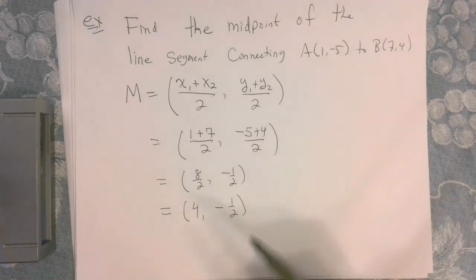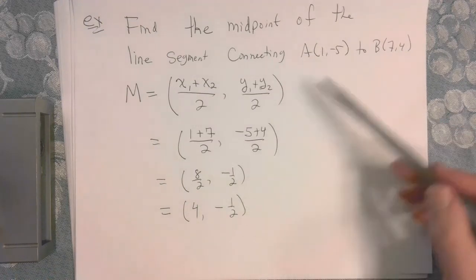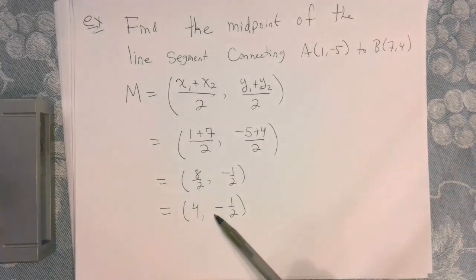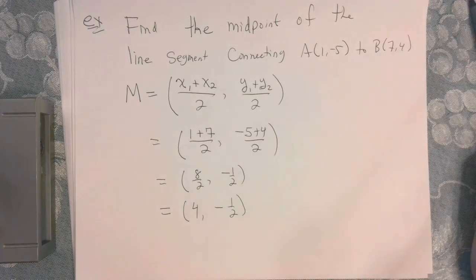And you should think to yourself, how could I check this to be certain? We can compute some distances, right? Because the distance from A to the midpoint should equal the distance from the midpoint to B.